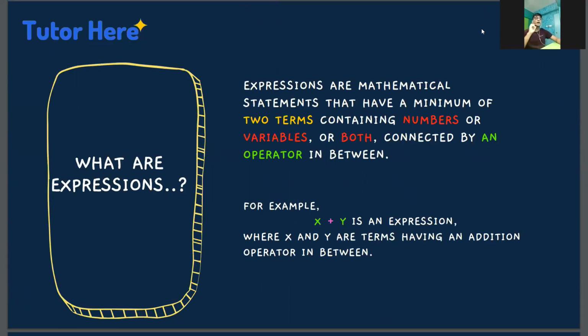So what are expressions? Expressions are mathematical statements that have a minimum of two terms containing numbers or variables or both connected by an operator in between. For example, x plus y is an expression where x and y are terms having an addition operator in between.